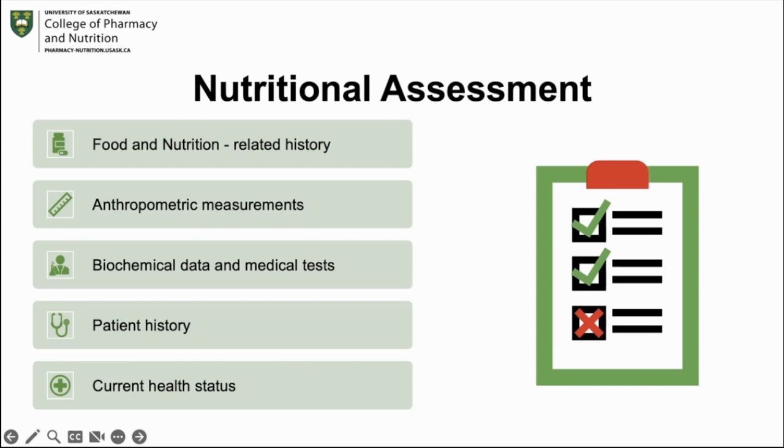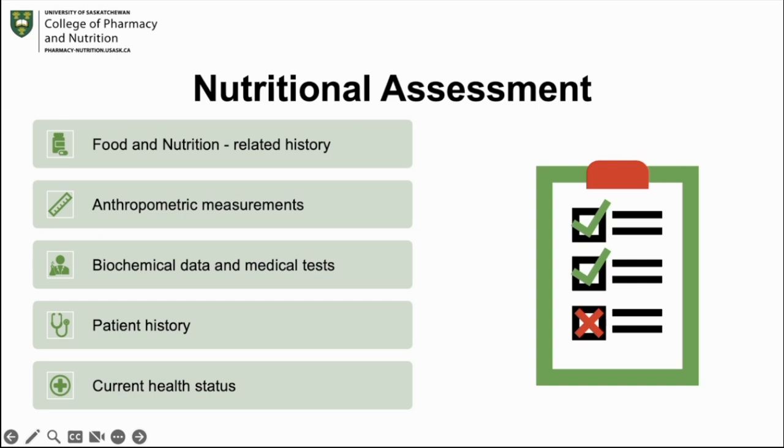When a patient requires PN therapy, the first step a dietitian completes is a nutrition assessment. The primary goal of completing this assessment is to determine a patient's overall nutritional health and to determine their nutritional requirements in the context of their disease state or condition.